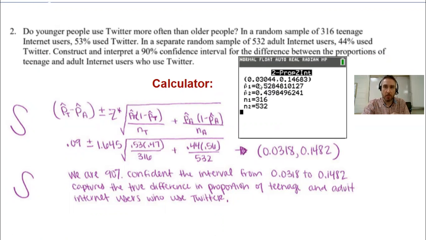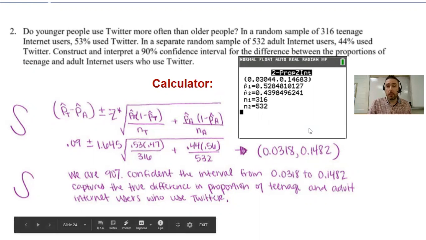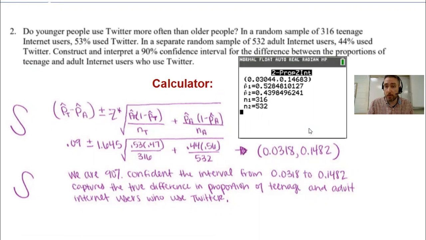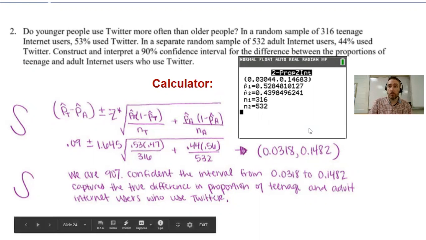See that difference there? 0.03044 versus 0.14683. They're all between 3% and 15%. So you're good. And then you summarize it saying we're 90% confident the interval from 0.0318 to 0.1482 captures the true difference in proportion of teenage and adult internet users who use Twitter.